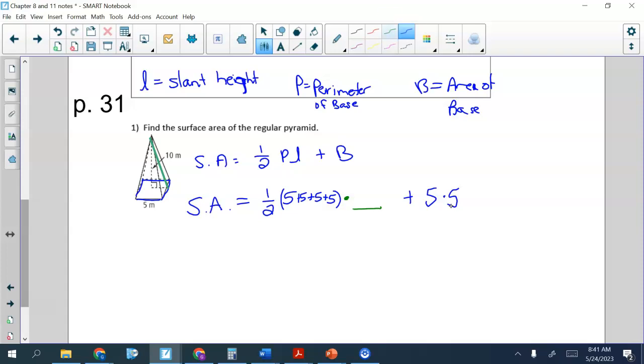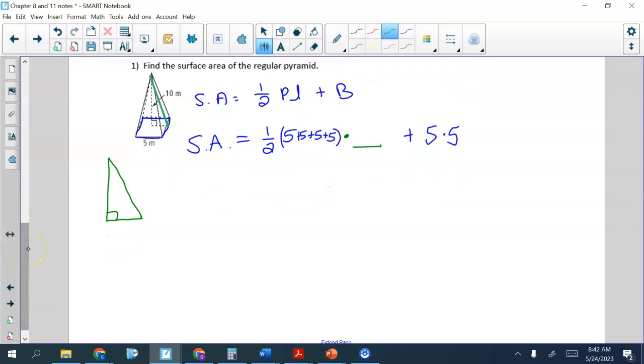Okay, so now let's zoom in and figure out how we're going to find that slant height. So if you think of this triangle right here, think about all the sides that are on that triangle. Okay, so we know that the altitude is 10. And then we also know that half of the base is 2.5, but the whole way across is 5. So we have to cut it in half and just look at this part that's 2.5. And then what we're trying to do is find that L for slant height.